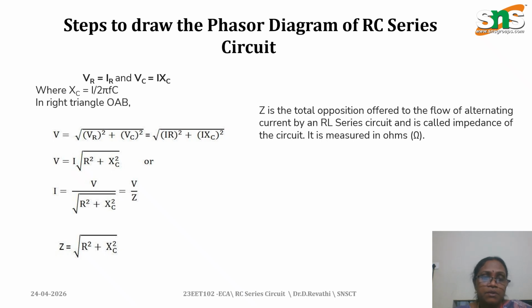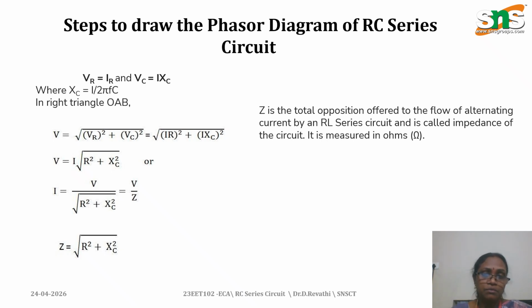After this, you have to calculate the value of Z. Z is equal to the square root of R squared plus XC squared. How is it calculated? From the diagram, V is equal to the square root of VR squared plus VC squared. Instead of VR, we write IR, and instead of VC, we write IXC. I is common, so take a note. Then I is equal to V by Z, that is V by the square root of R squared plus XC squared, where Z is equal to the square root of R squared plus XC squared. We have replaced that root with Z.